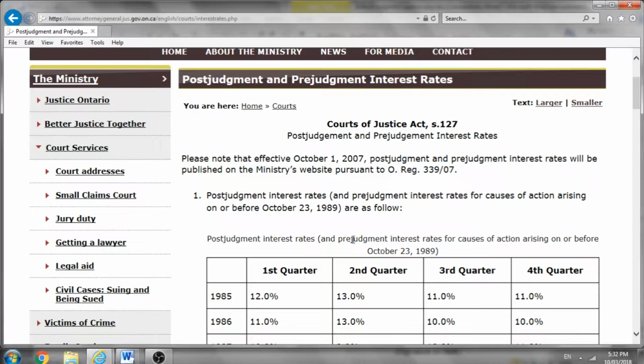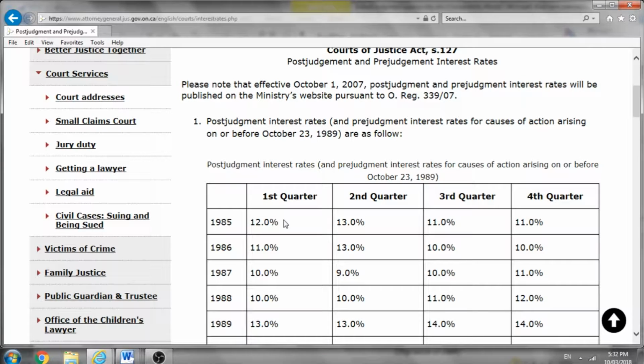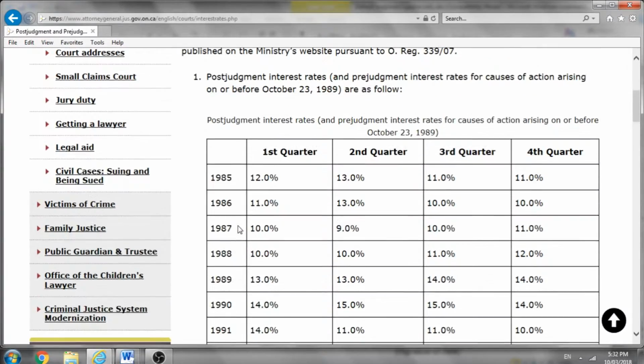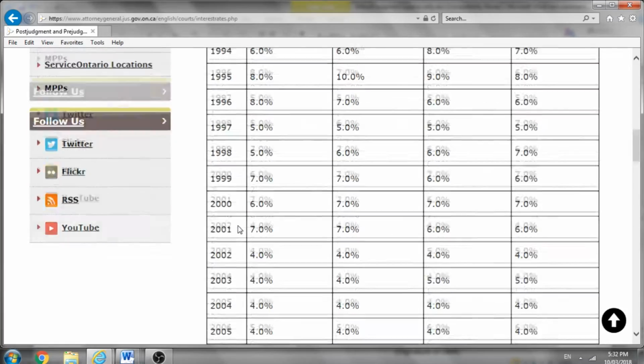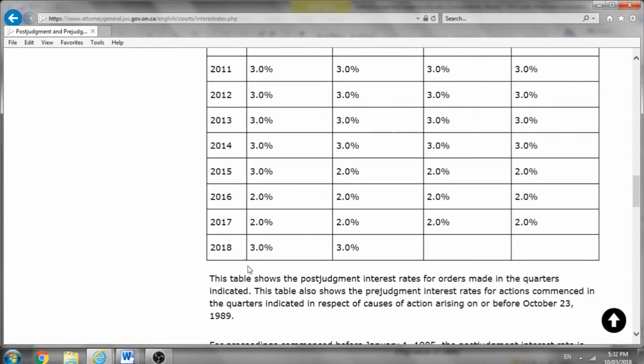There are two charts. The first chart is post-judgment interest rates, and you can see here that the rate is broken down on a yearly basis between 4 quarters. Now, which of the quarters that applies to us depends upon which quarter we issued our claim. So we can see for post-judgment interest it starts back in 1985, but that's of no use to us. We issued our claim in 2018, so we scroll down until we hit 2018. We also issued our claim in the first quarter of 2018, so what this chart tells us is that our post-judgment interest rate will be 3%.